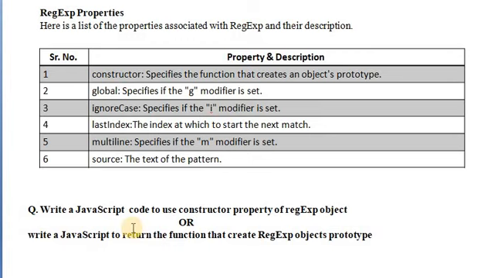Let us see one example related to that point. Write a JavaScript code to use the constructor property of the regular expression. This question can be asked in the exam like this: return the function that creates the regular expression object's prototype. That means, by using the constructor property, write code for a regular expression object.